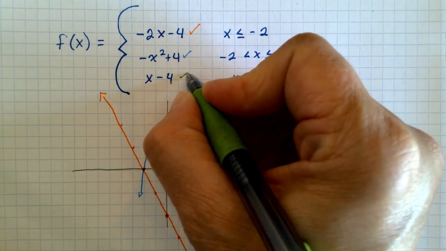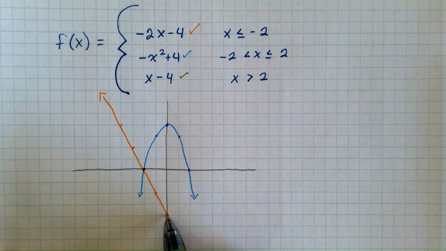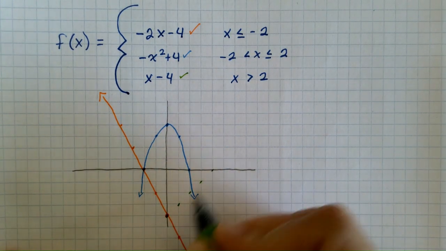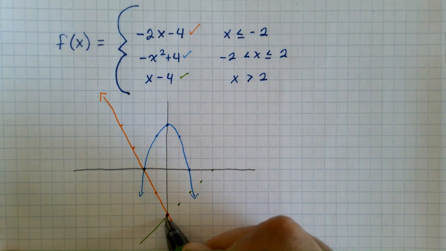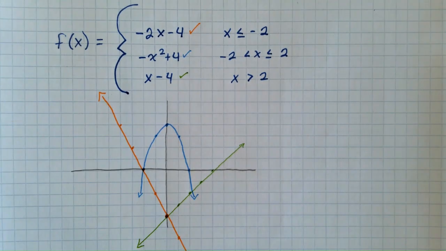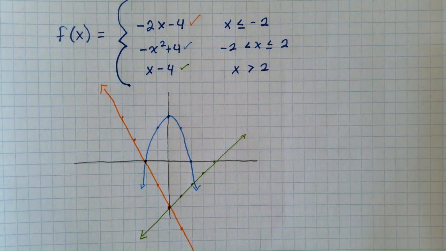And our last one is going to be x minus 4, so it is a linear equation, shifted down 4 spots. It has not been reflected. We're going to go ahead and create that line. So there are 3 functions here. However, when I put them together, right now they're not making a function. They're making some kind of weird shape.